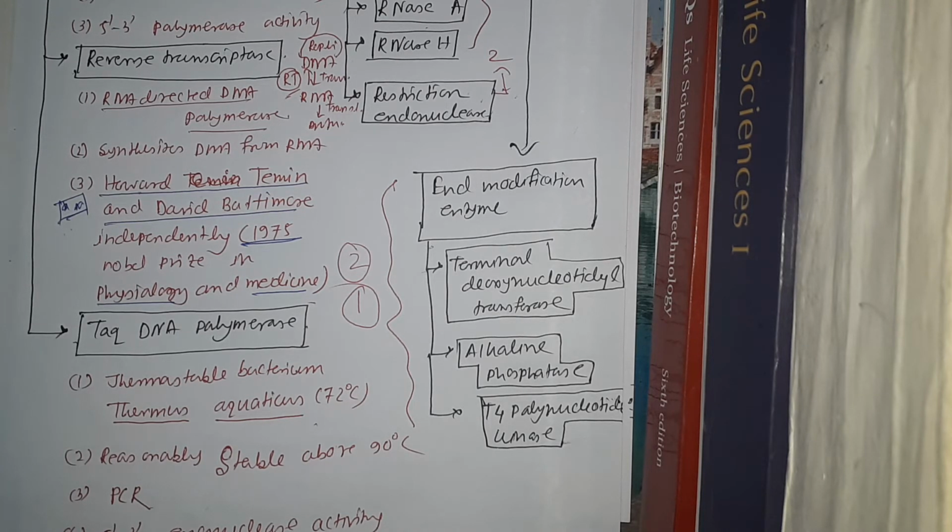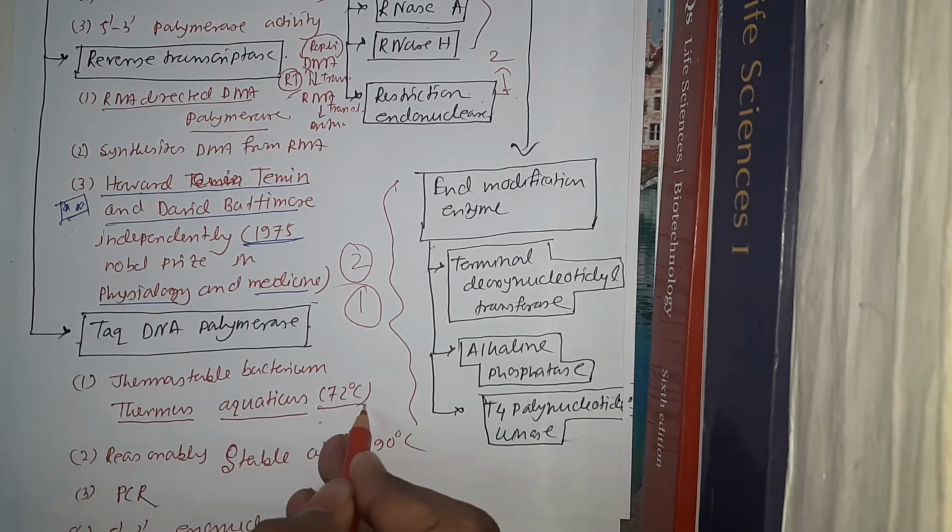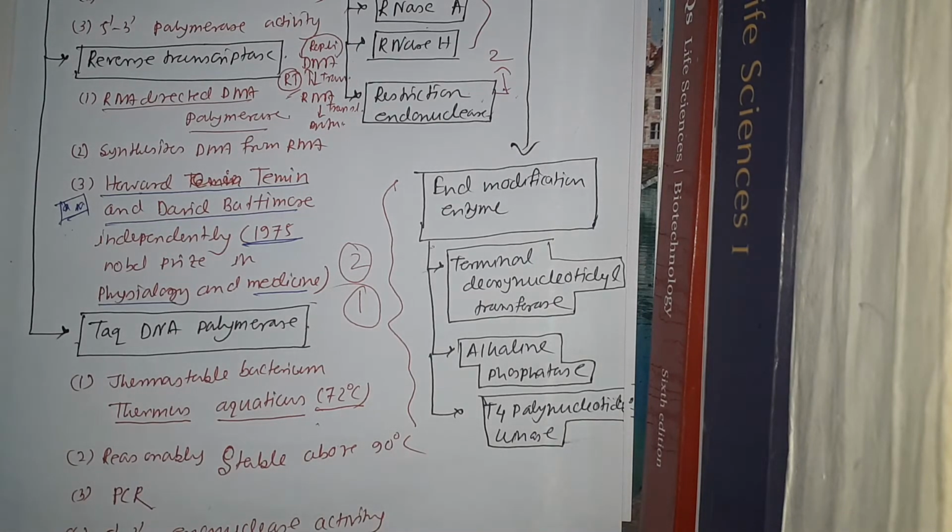and this is, for me, the most important one for template dependent DNA polymerase. So what is Taq DNA polymerase? First of all, this Taq DNA polymerase was isolated from Thermus aquaticus, which is a thermostable bacterium, and that is the reason why they can survive at a temperature of 72 degrees centigrade.